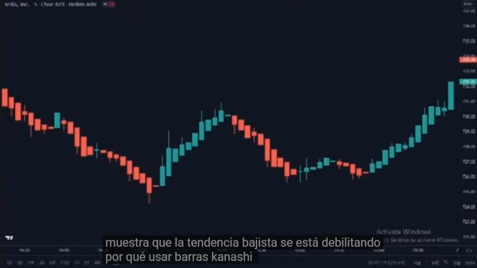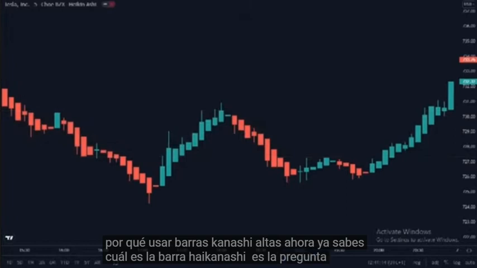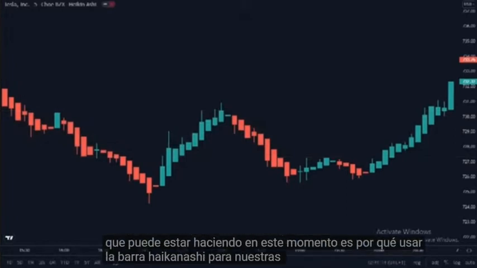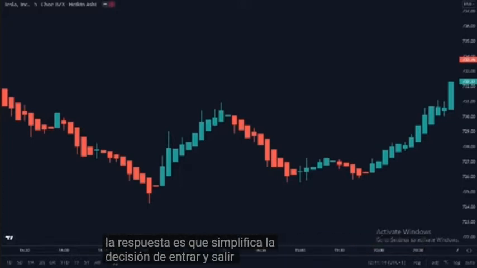Why use Heiken Ashi bars? Now you know what the Heiken Ashi bar is. The question you may be asking right now is, why use the Heiken Ashi bar for our trades? And the answer is that it simplifies the decision to enter and exit trades.